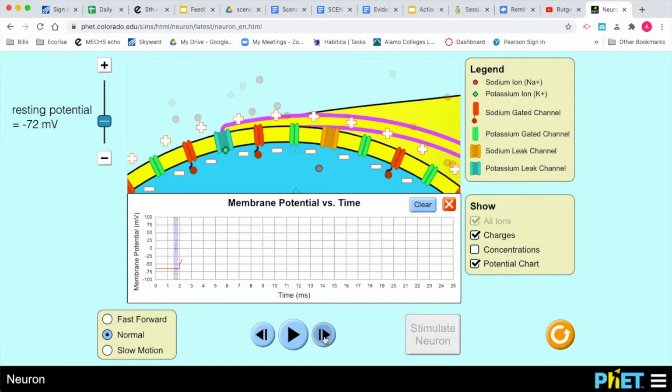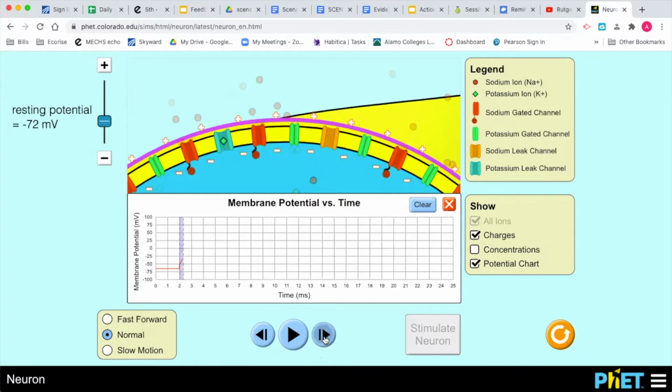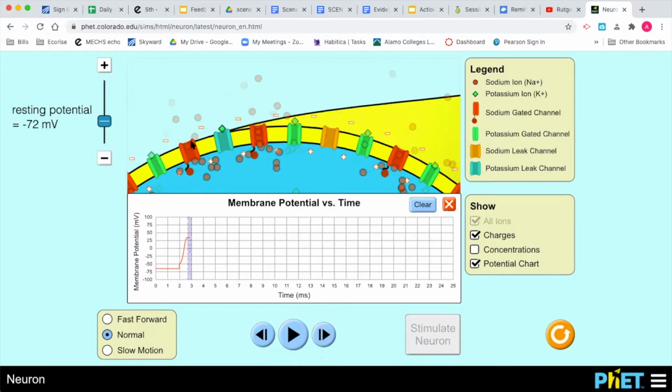Now we're going to go through this again. Here's the wave. We've got our sodium ions coming in. What do you notice happened with the charges, the pluses and the minuses? Right, they go away. And then they're quickly replaced with the opposite. So they flipped places, right? Now the inside is negative and the outside is positive. Y'all with me so far?